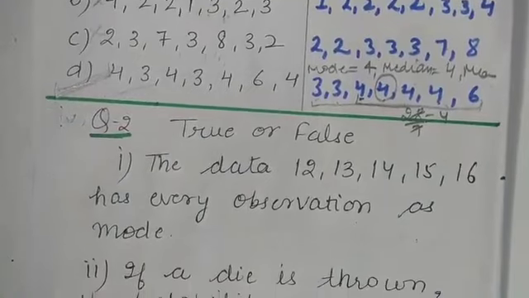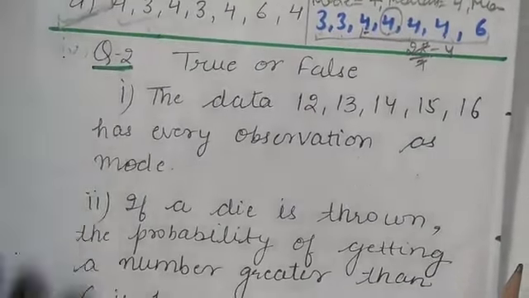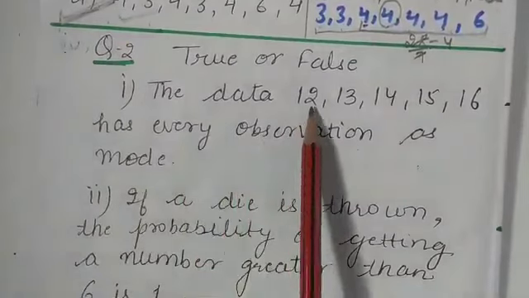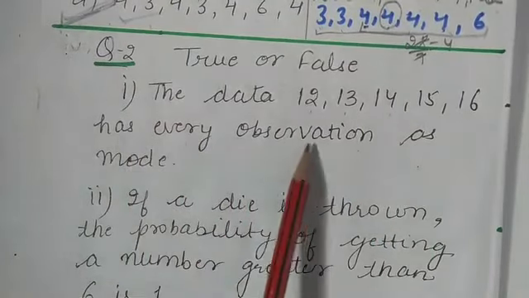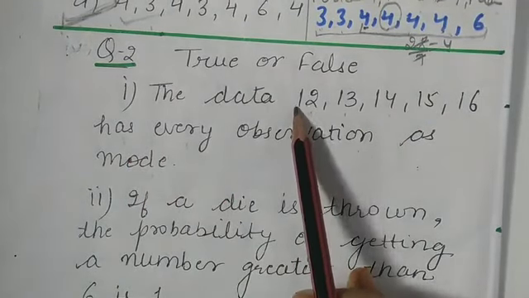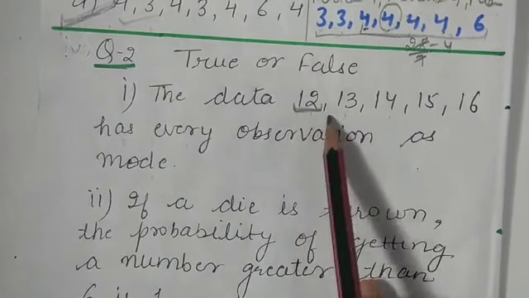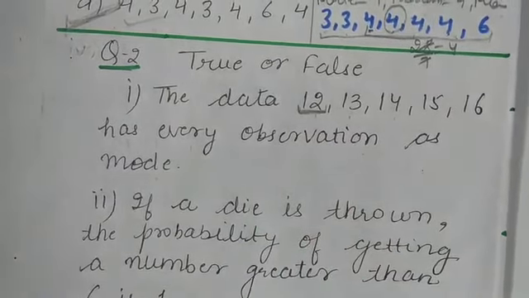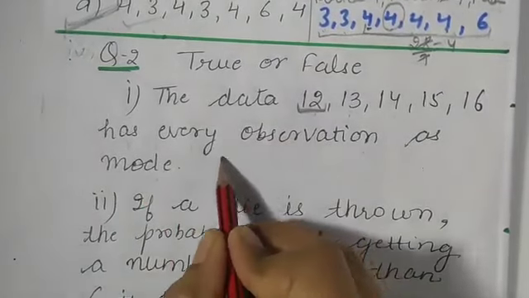Now come to the second question, that is true false. First part: the data 12, 13, 14, 15, 16 has every observation as mode. Yes, because they are all occurring only once, so they are all considered as the mode. So this is true.